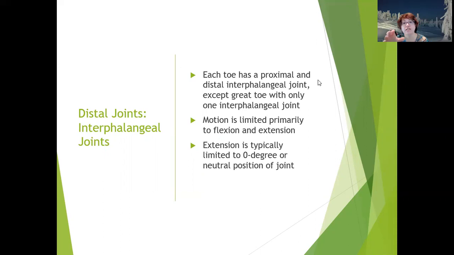The interphalangeal joints, so each toe, besides the big toe, has a proximal and distal interphalangeal joint. The big toe only has one interphalangeal joint, just like the thumb. Motion is limited primarily to flexion and extension. Extension is typically limited to a neutral position of the joint. So even though you can stretch your toes into hyperextension, you don't get a lot of motion in the interphalangeal joints. Most of the motion is coming from the metatarsophalangeal joints. Okay.